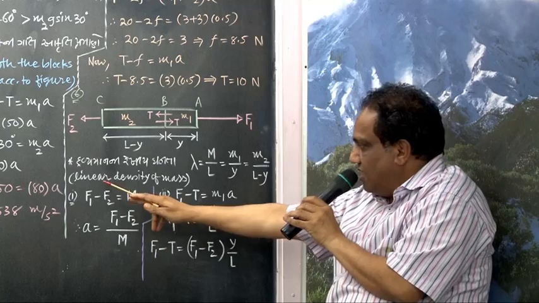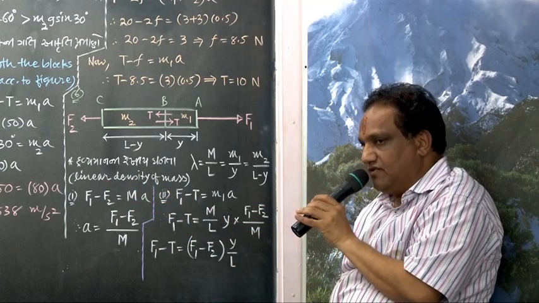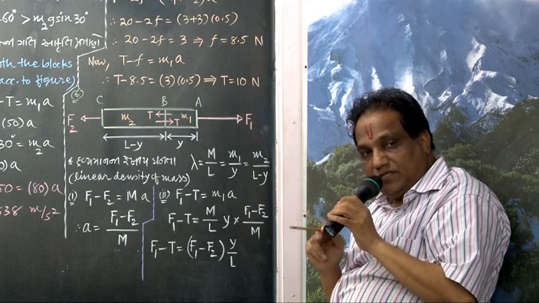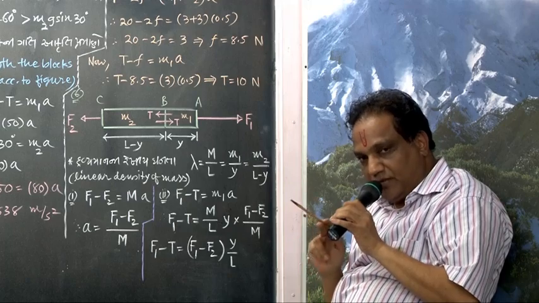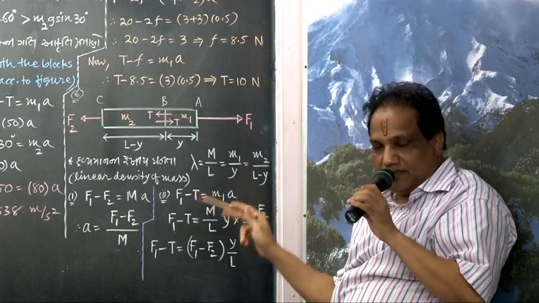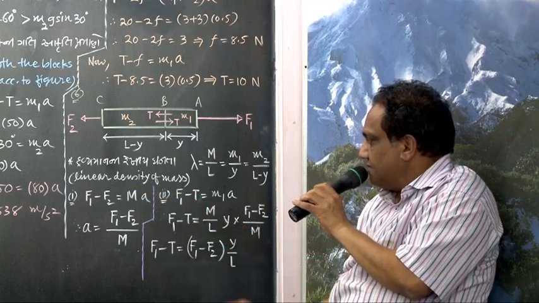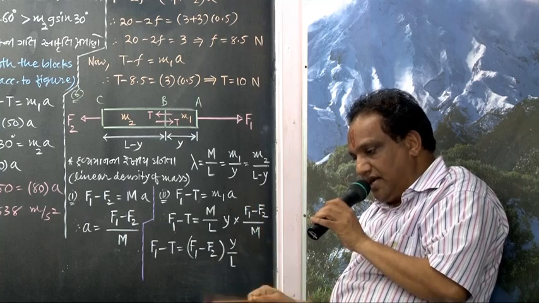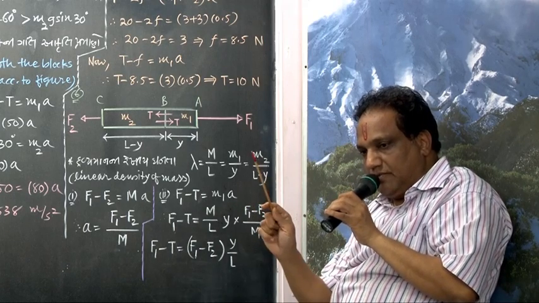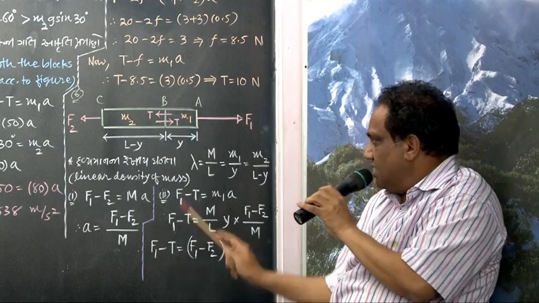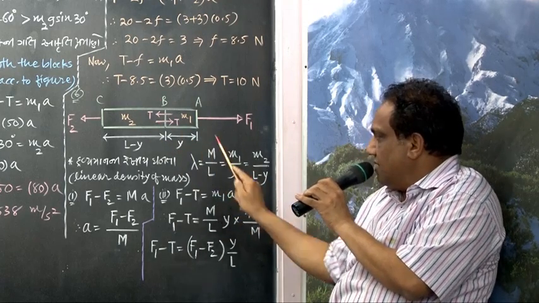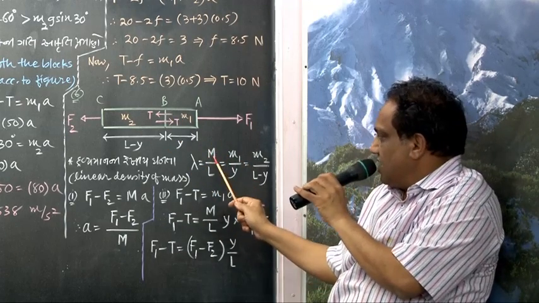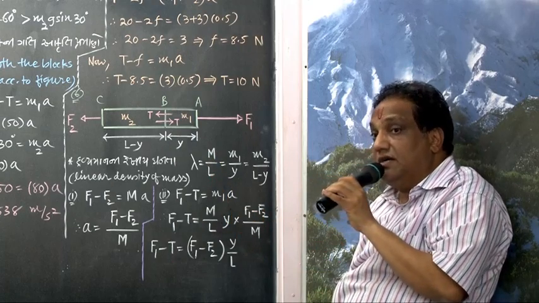First of all, let us find the linear density of mass. Let it be lambda. What do you mean by linear density of mass? Mass per unit length, that is total mass upon total length. Total mass of the whole rod I am writing as capital M, and total length is capital L. Whichever mass you write in the numerator, the corresponding length you must write in the denominator.